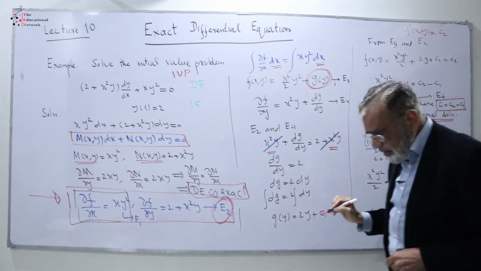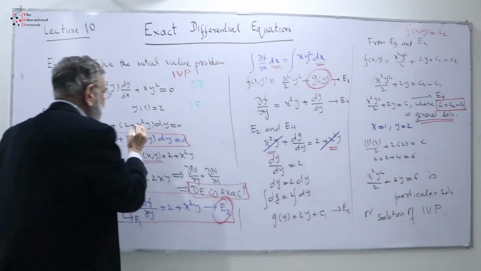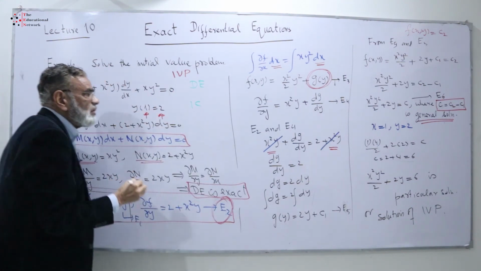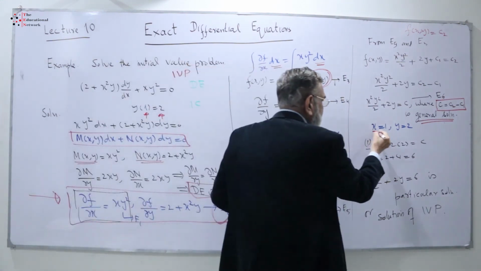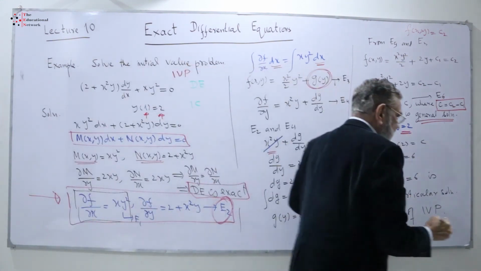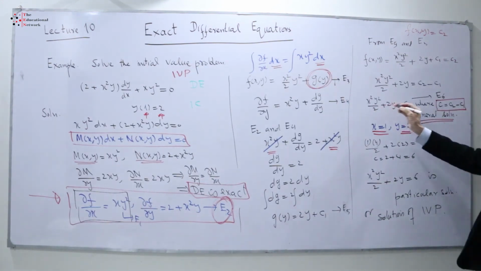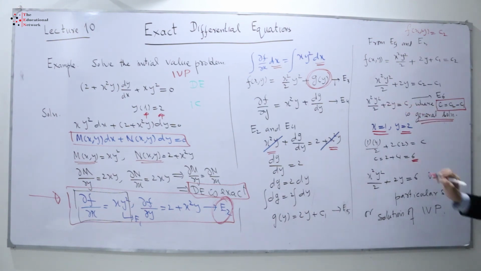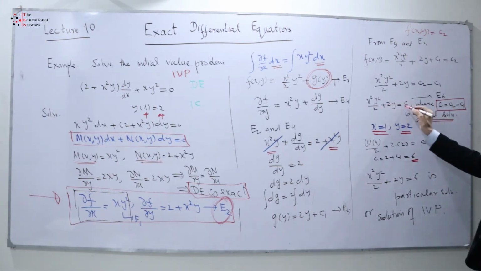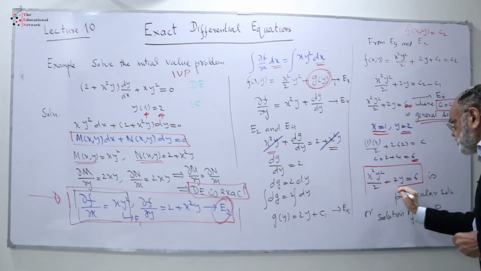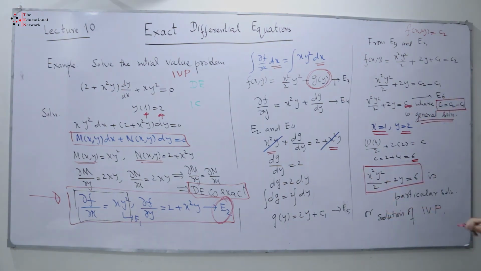But I'm given here the initial value problem. We're given y at x equal to 1 is equal to 2. So when x is equal to 1, y is equal to 2, I substitute this value in my equation. I get the value of c equal to 6. I put the value of c here, I get the solution. This is my particular solution. I say solution of the initial value problem.